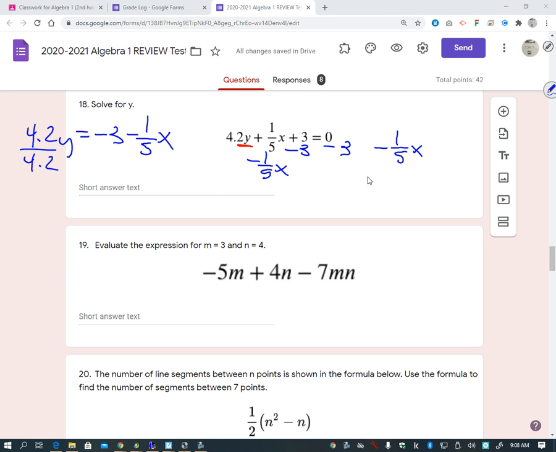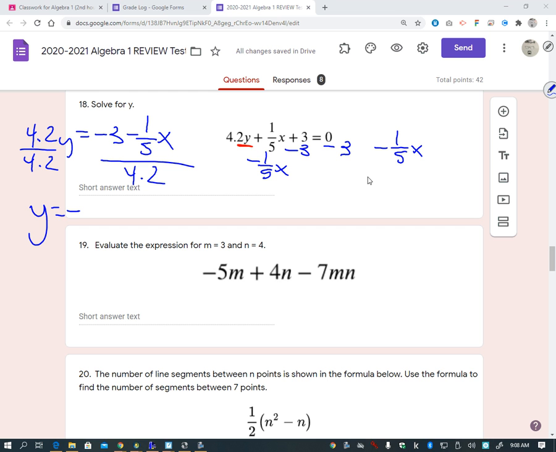What all gets divided over on the other side? Everything. Okay, so whenever it comes to multiplication and division, whenever I multiply across or divide across, everything on the other side gets multiplied or everything on the other side gets divided. So it leaves me with y equals, now I have to do some math here. What's negative 3 divided by 4.2? Go ahead, Alex.